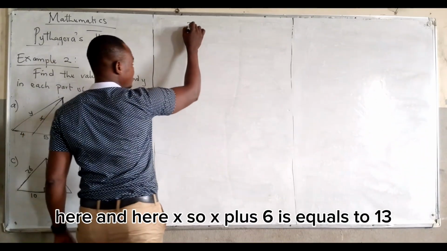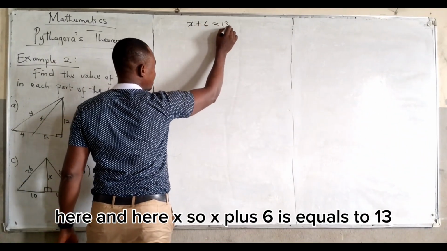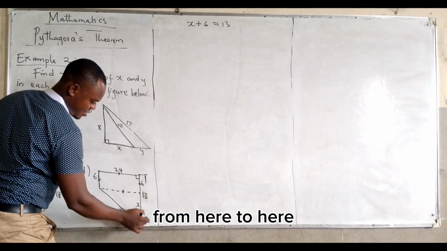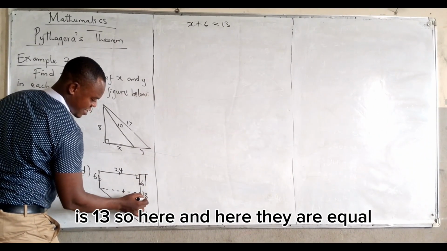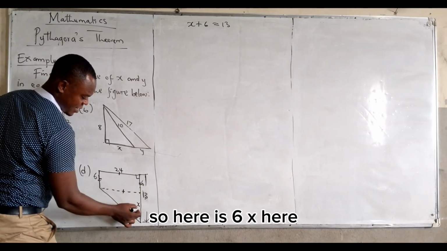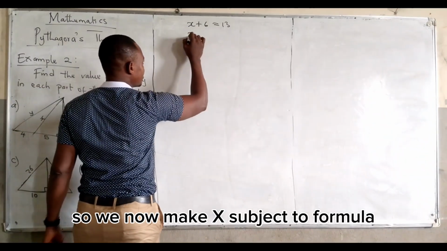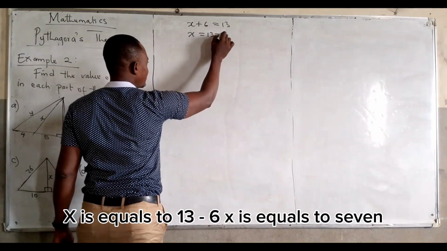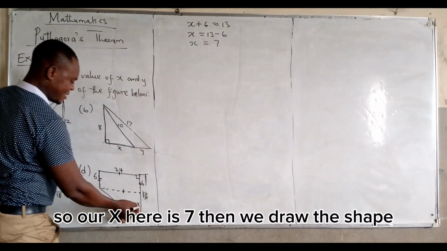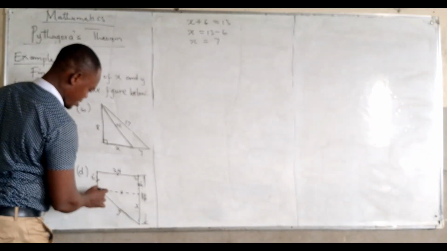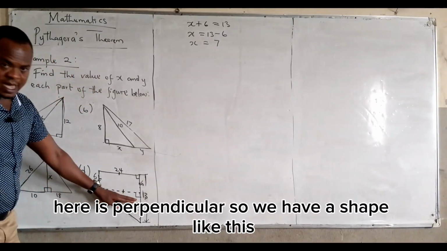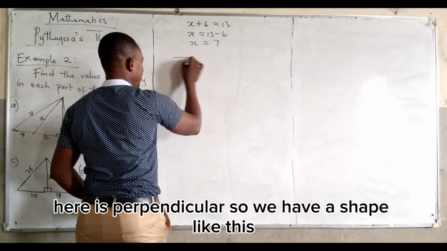So x plus 6 is equal to 13. From here to here is 13. So here and here they are equal. So here is 6, x here. So we now make x subject of formula: x equals 13 minus 6. X is equal to 7. So our x here is 7. Then we'll draw the shape. We cut this now. Here is perpendicular as well. So we have a shape like this.